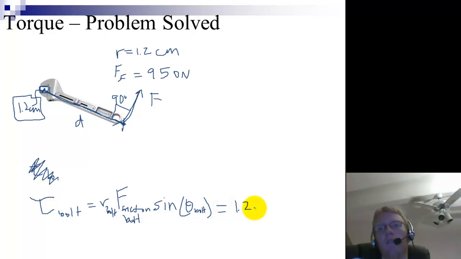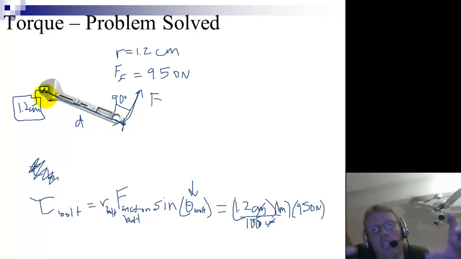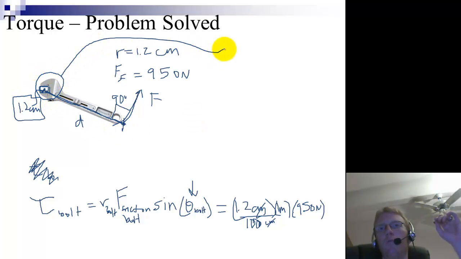So 1.2 centimeters. Let's convert centimeters to meters by dividing by 100. 100 centimeters is in 1 meter. Centimeters cancel centimeters. Okay, times 950 newtons. And I'm going to talk about this real quick. Anytime you have friction acting on a spherical object that's rotating, the friction is perpendicular to the radius. So let's microscopically zoom in on this part. So zoom in on that.